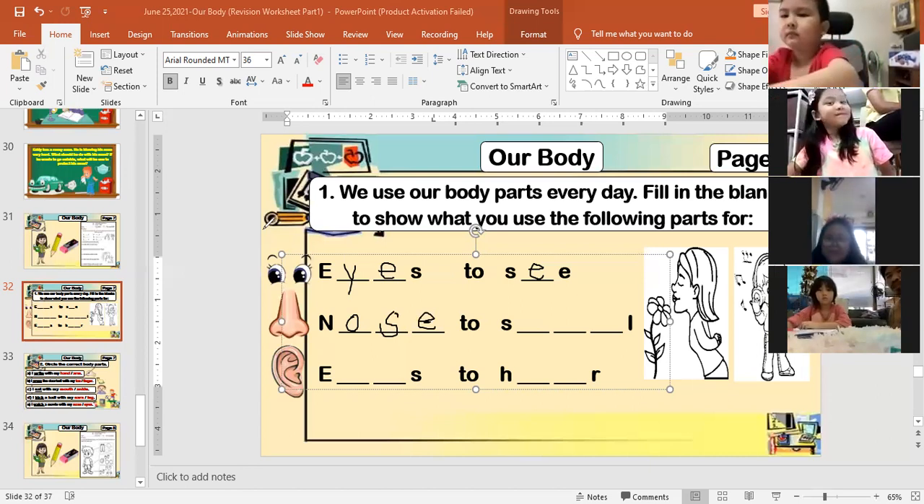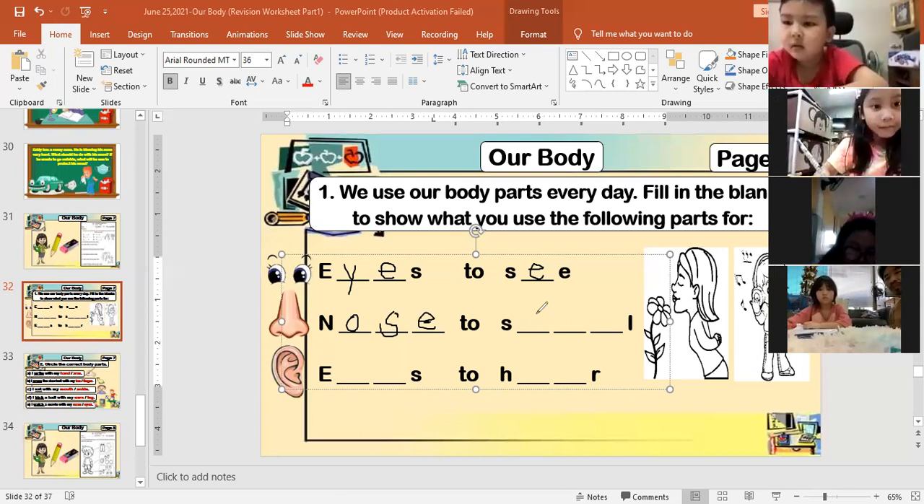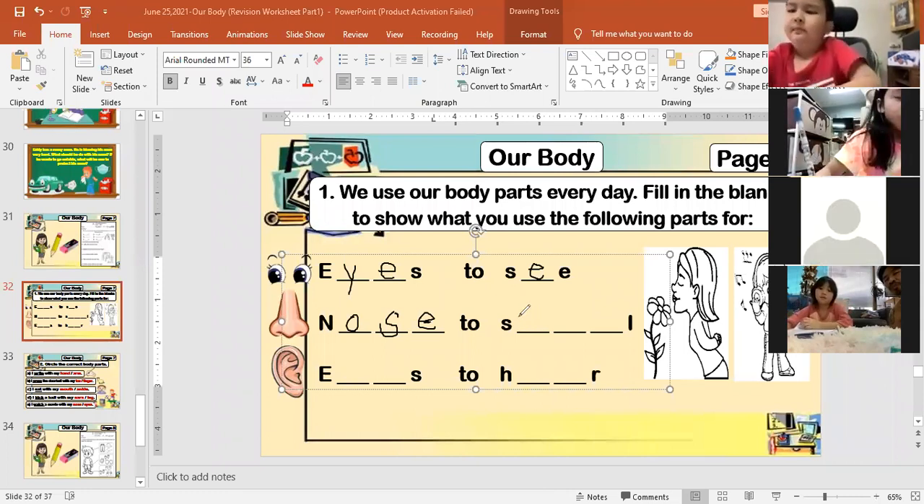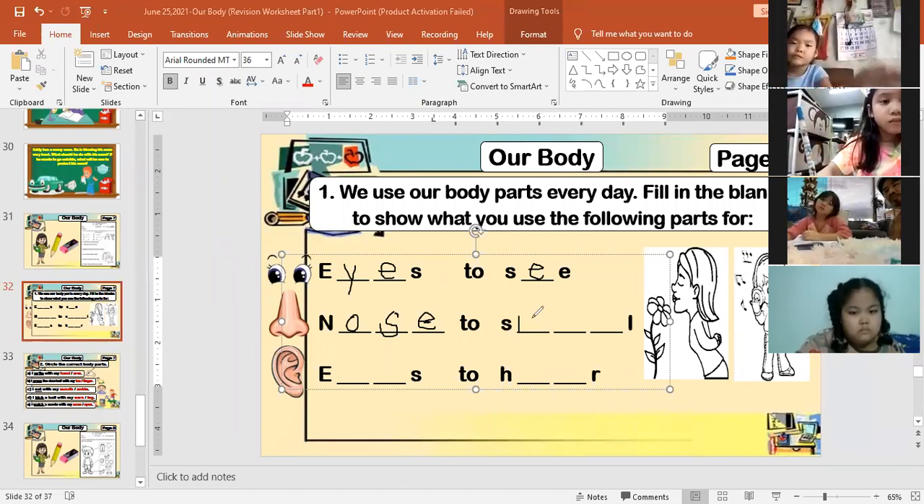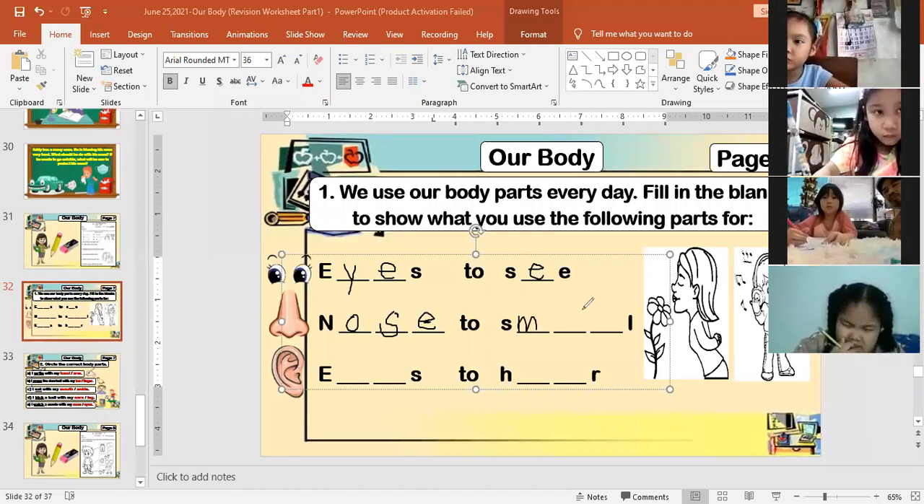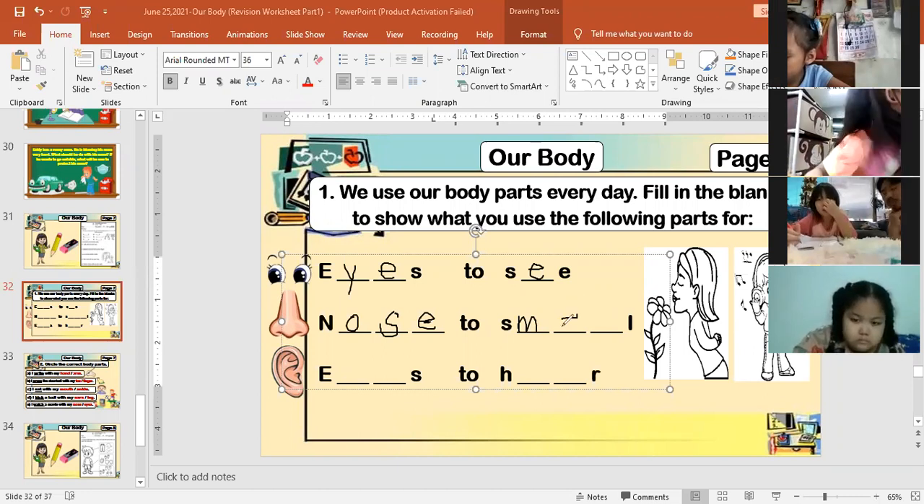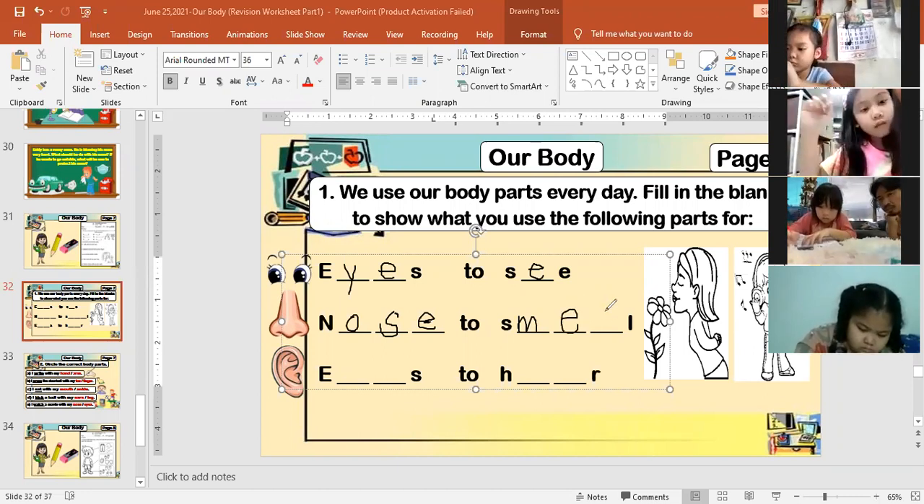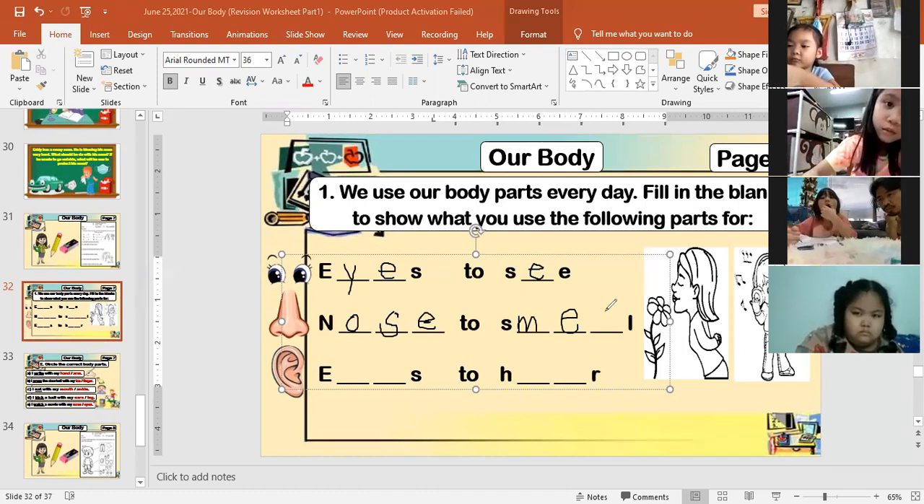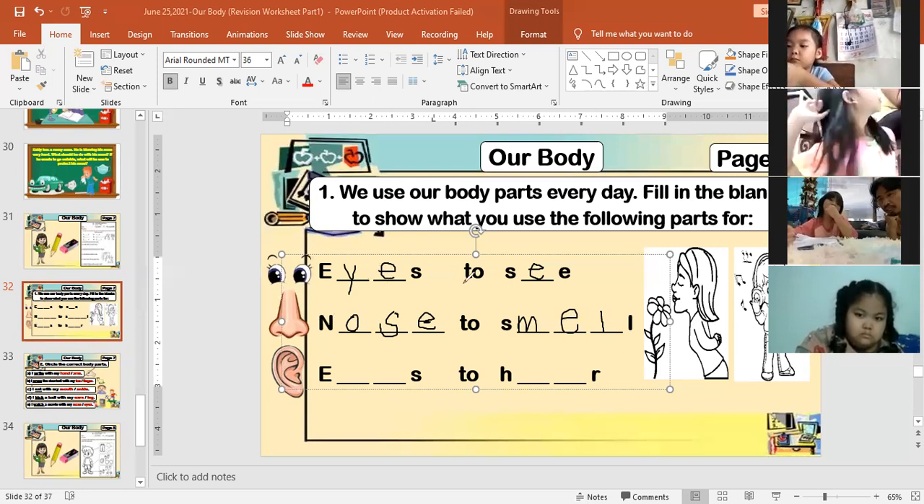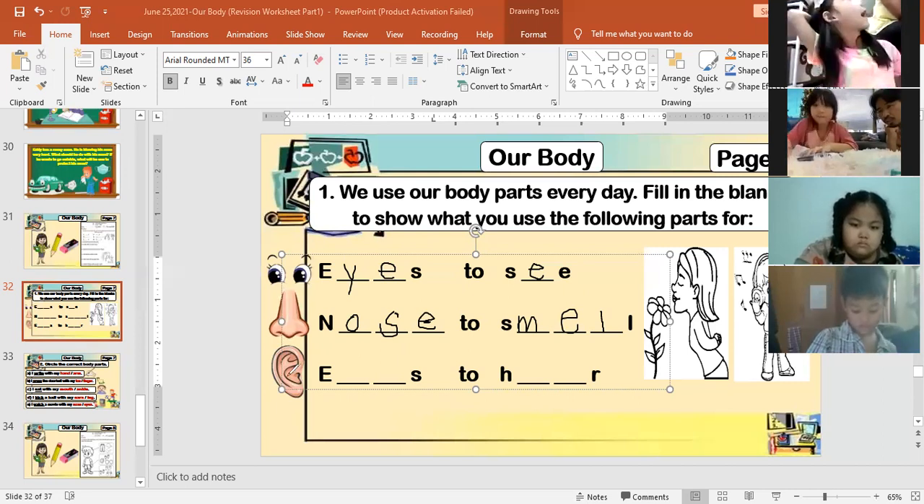Nose to smell. How can you spell smell? S, M, S, M, smell. What letter? A? E. Letter L. Smell. Nose to smell. Eyes to see. And the next one.